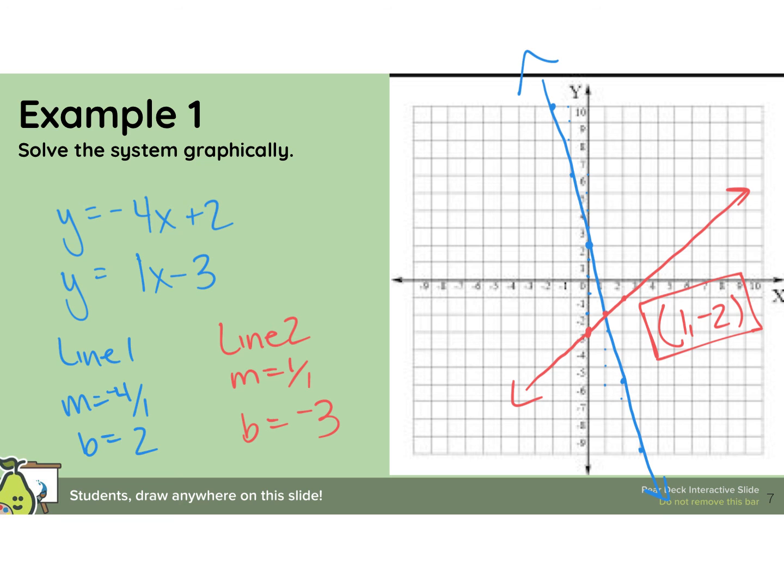Now you're going to do 3 practice problems on your own, and you'll be able to check your work as you go.